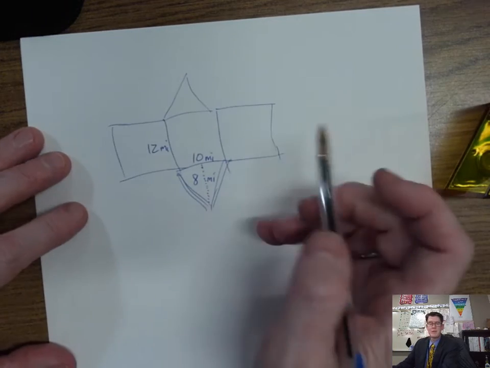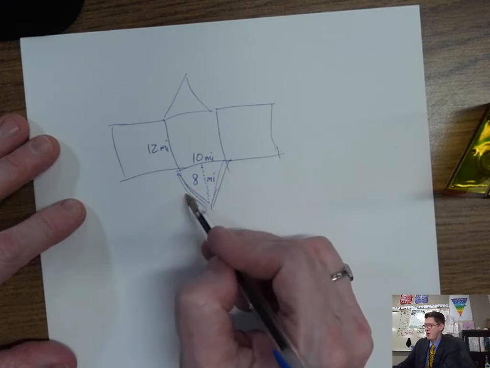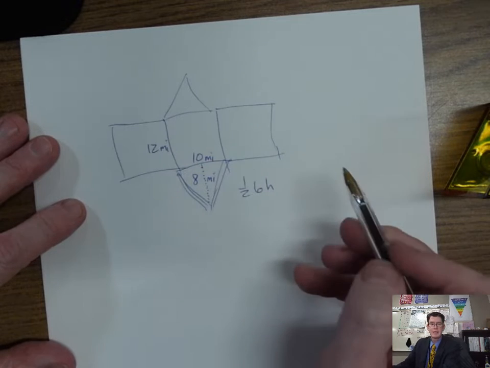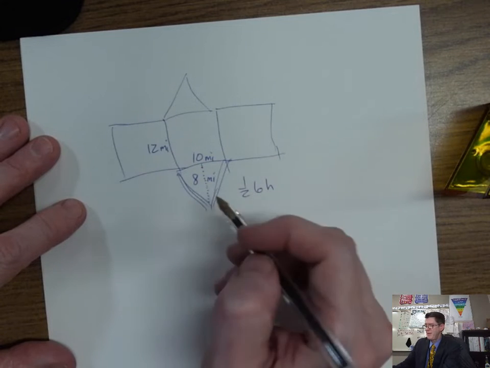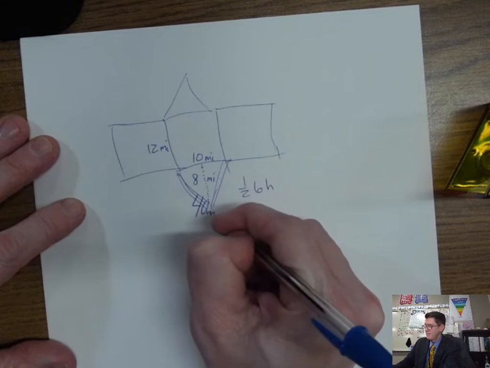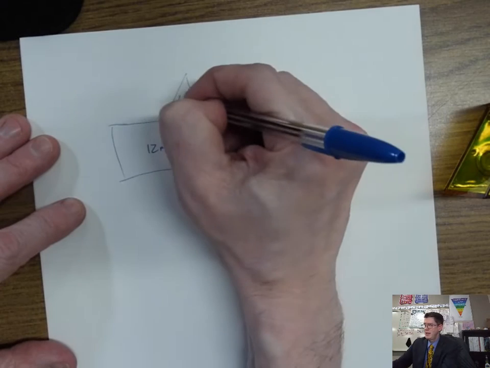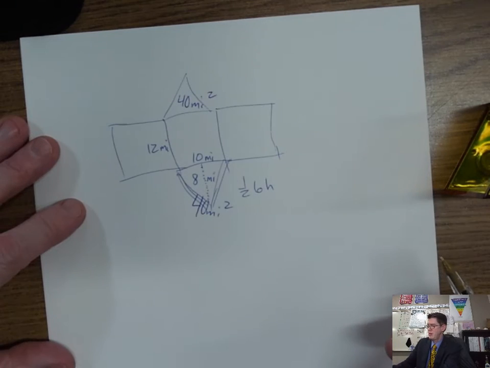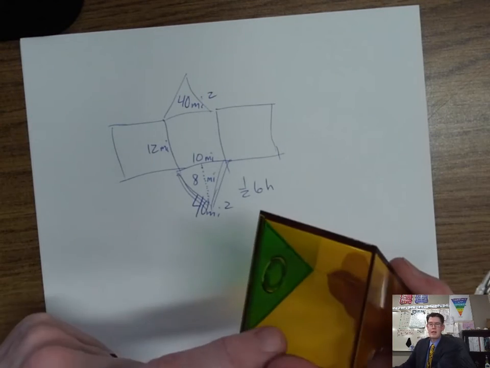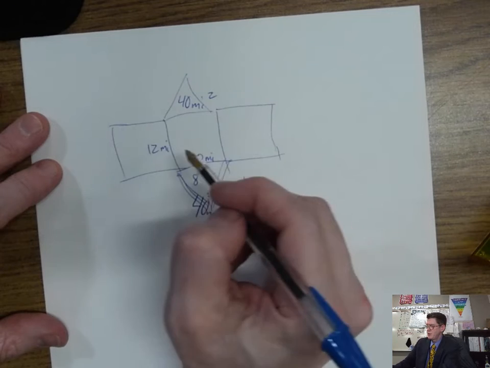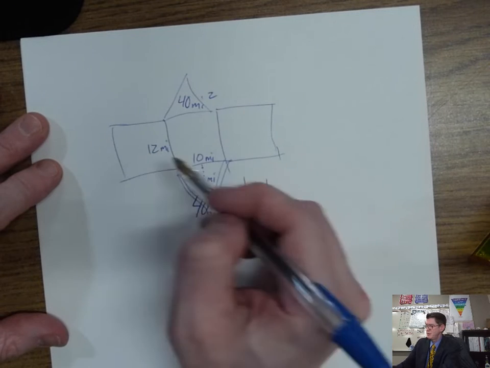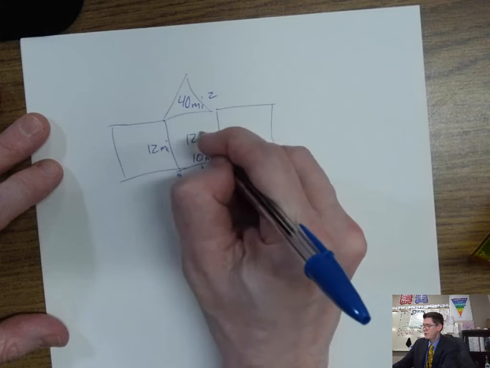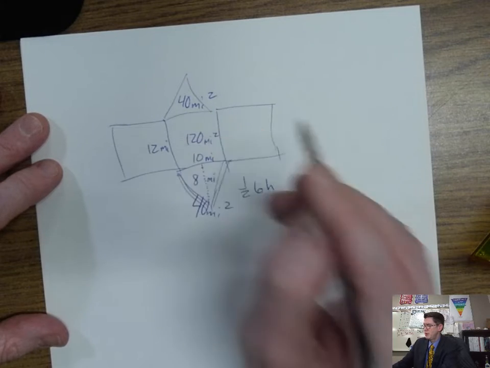So with that, we just find the area of each of these. Well, the area of a triangle is 1/2 the base times the height. So it's 8 times 10 and then half of that. So that's 40 miles squared. And this one is also the same thing, 40 miles squared. And then each of these rectangles, well, this is 10 times 12. So that's 120 miles squared.